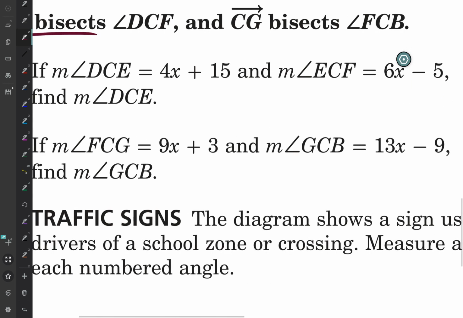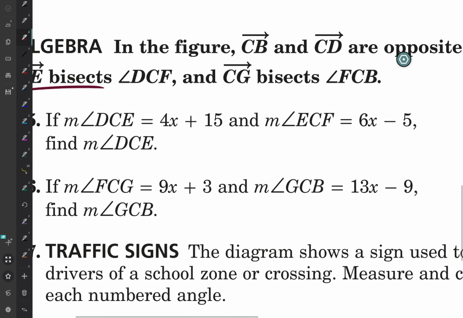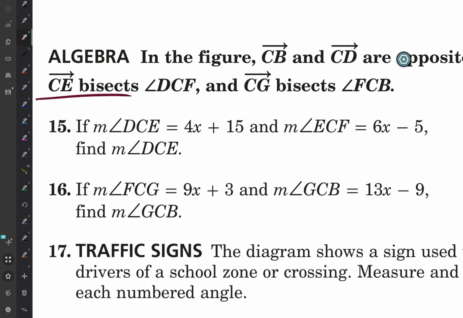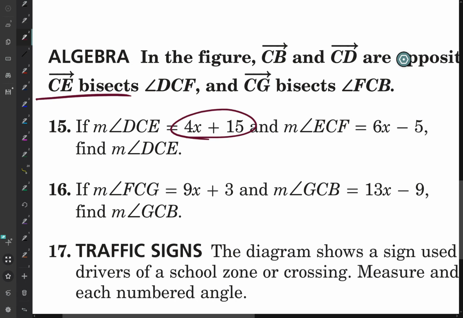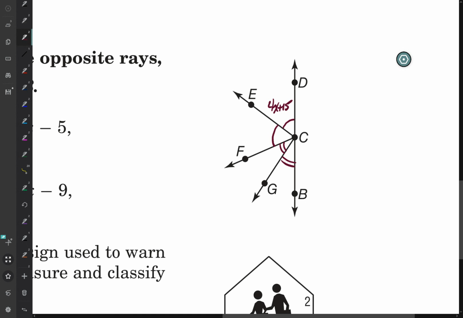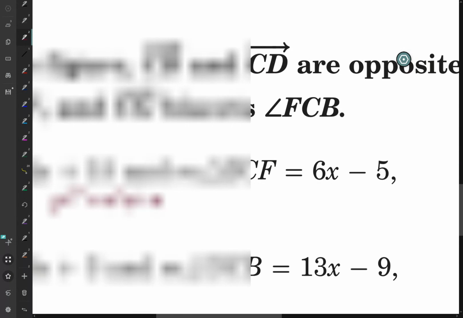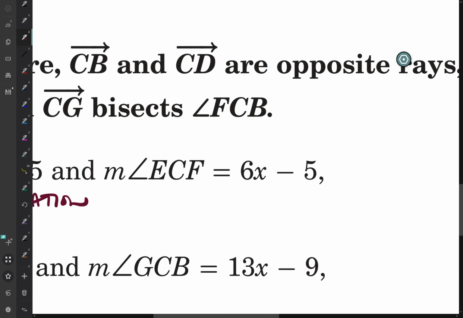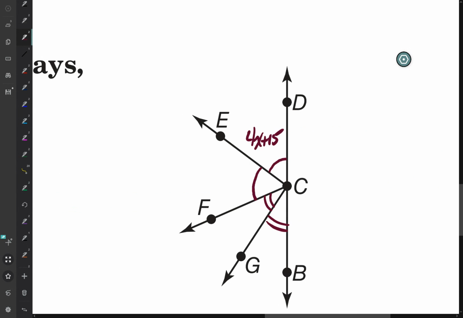So now let's go to see something they give us. Oh, what does this problem look like? Number 15 looks like what? What do you think of when you see an x plus 4x plus 15? What class do you think of? Algebra. What do we probably need to create? An equation. So 4x plus 15 is DCE. So I'll go over here, DCE. Just write it right there. Okay. ECF is 6x minus 5.